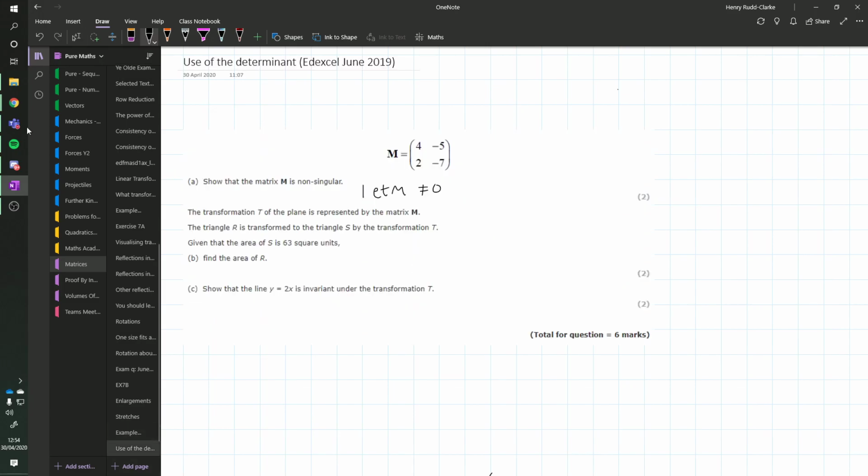Quick example with the determinant. Using a determinant, we can also use the determinant when we're doing enlargements. So the determinant is the scale factor of an enlargement, or a transformation generally, I guess we should say, because it's not necessarily an enlargement, sorry. So it's the scale factor of a transformation. Quite an easy to use fact, to be honest.